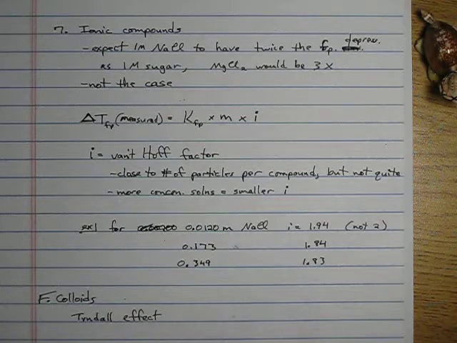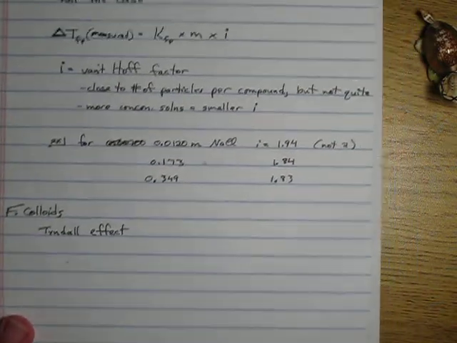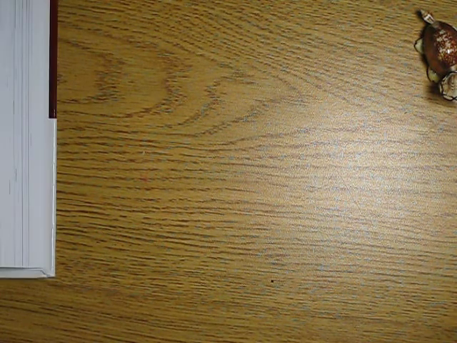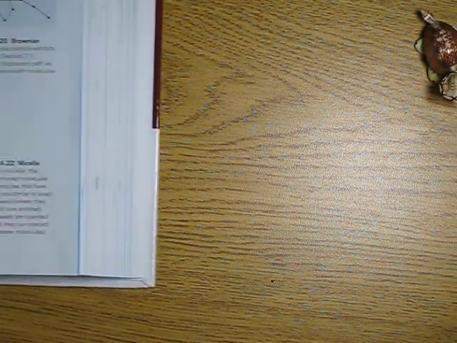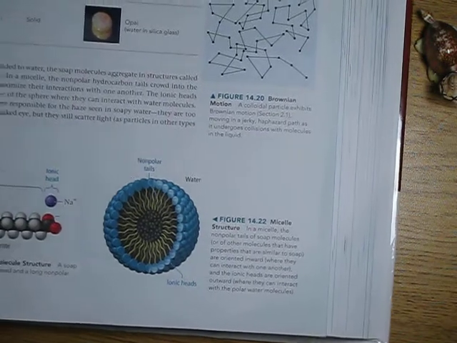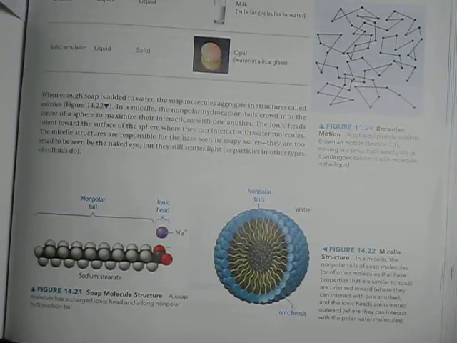All right. The last thing we're going to talk about in this chapter are colloids. And there's not a whole lot in my notes about colloids, but the book has some nice pictures. So let's look at some of the pictures in the book concerning colloids. When you have a colloid or a colloidal dispersion, you have a situation where the particles that you're dealing with are actually kind of big. They're bigger than just sodium and chloride.